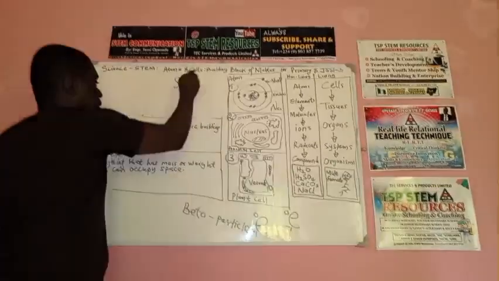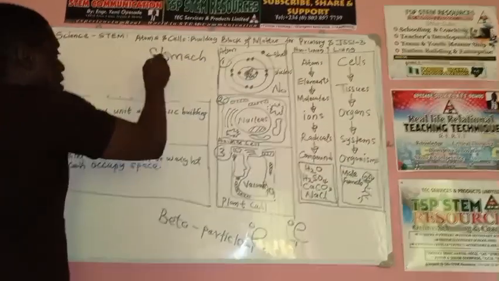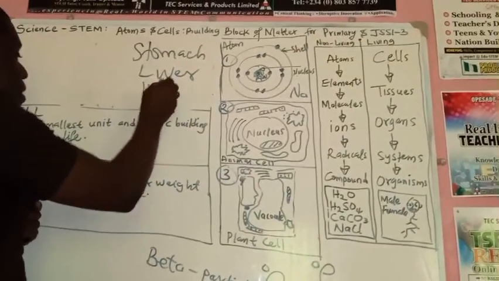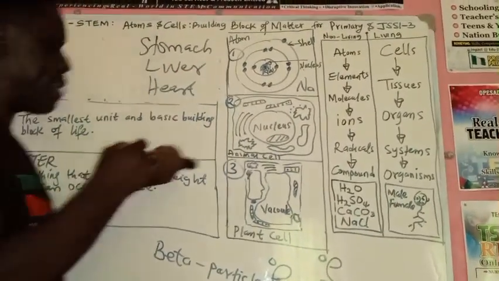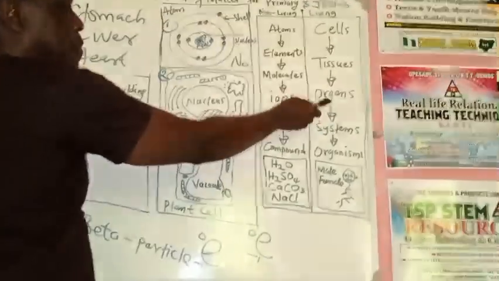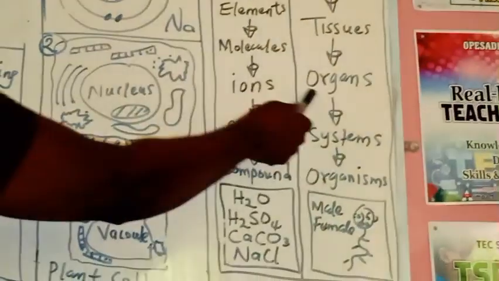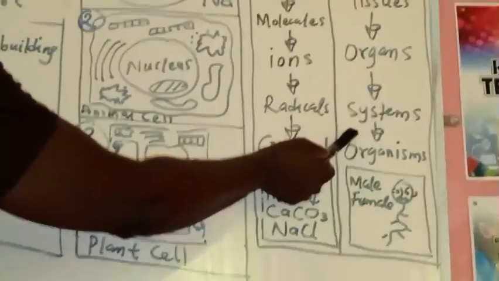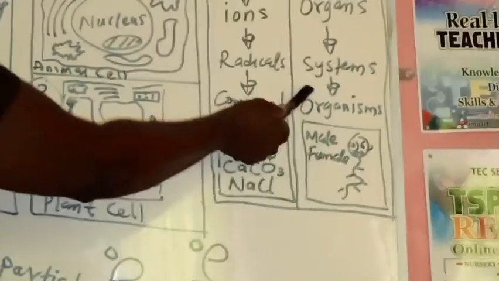Stomach is an organ. Our liver is an organ. Then the heart. Okay, so several tissues form organs. Then different organs result into what we call what? Systems. What are the systems in your body?